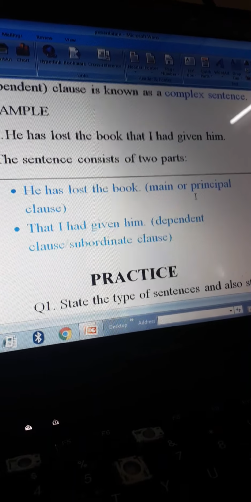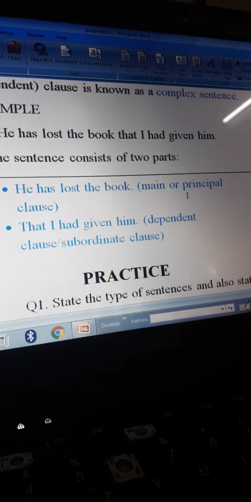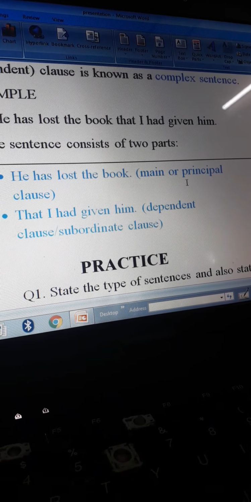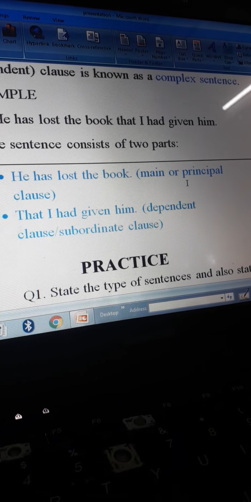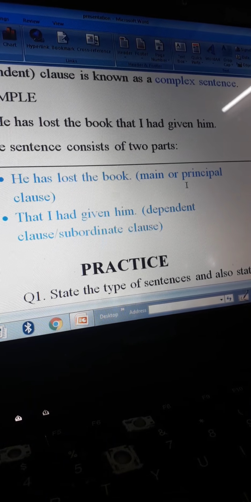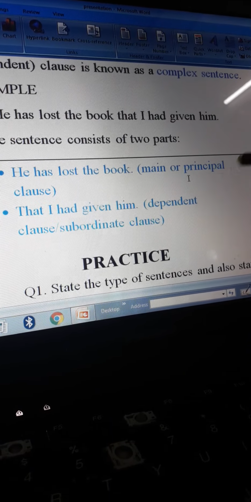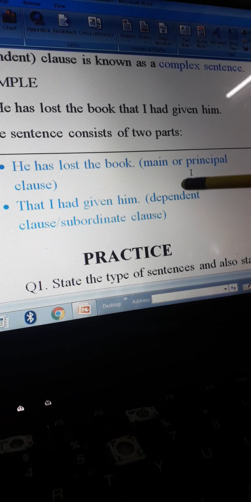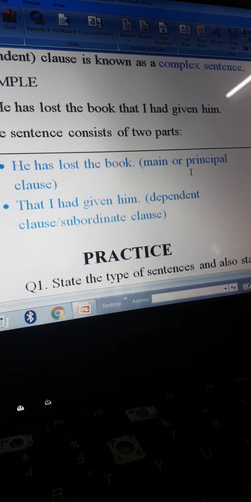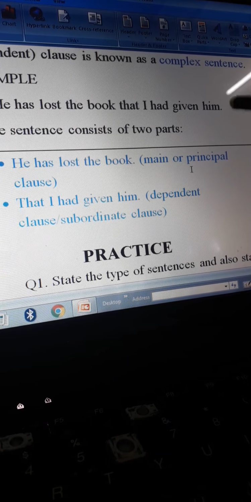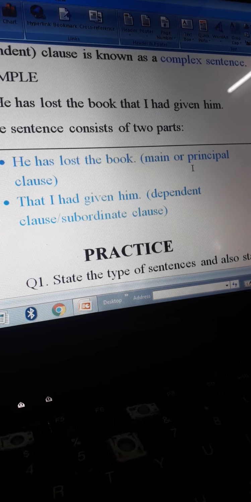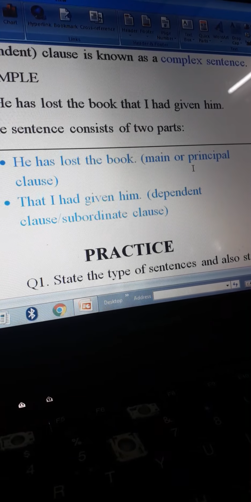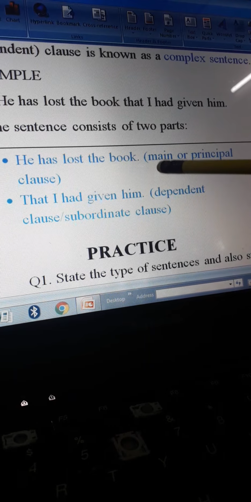Now see, you further notice, "he has lost the book" is again a clause which has a subject and a verb, right? And it is referred to as the principal clause here. It is also the clause which is completely making good sense on its own. This clause also doesn't require the help of another part of the sentence to complete its meaning.